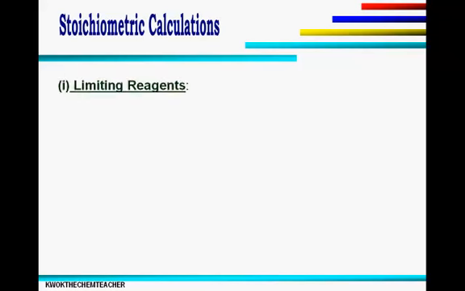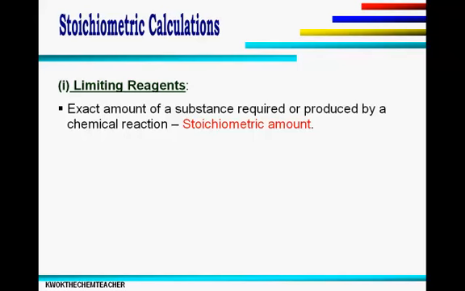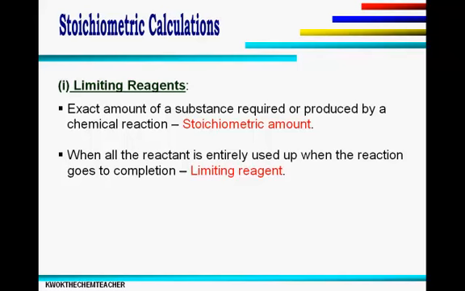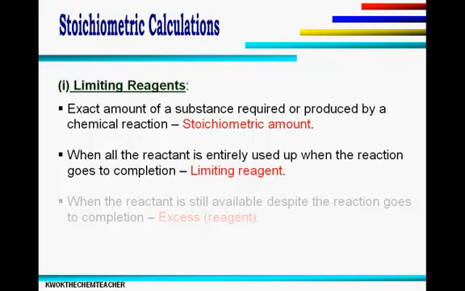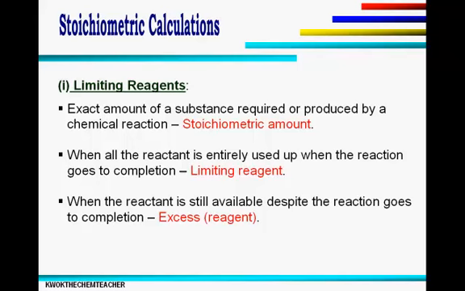Now we would like to go through certain definitions that are required in stoichiometric calculations. Firstly, I would like to define what limiting reagents are. When we talk about the exact amount of substance required or produced by a chemical reaction, that is what we call the stoichiometric amount. When all the reactant is entirely used up, when the reaction goes to completion, we will consider this to be the limiting reagent.